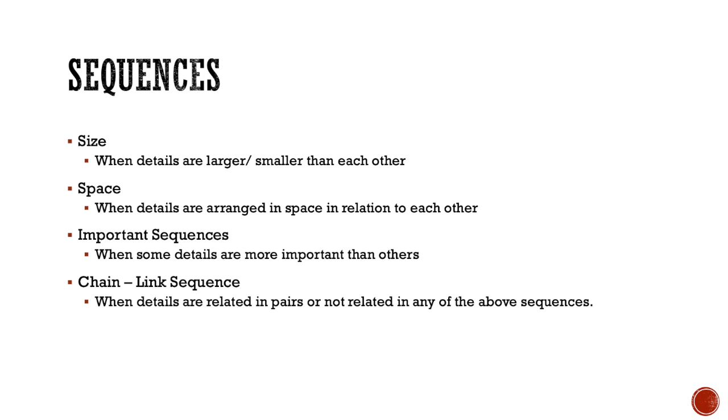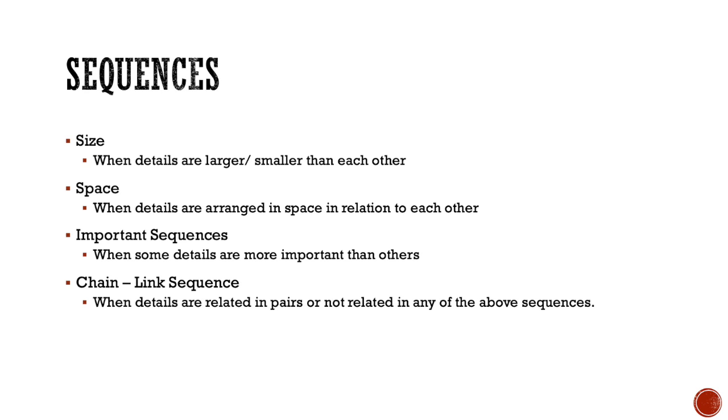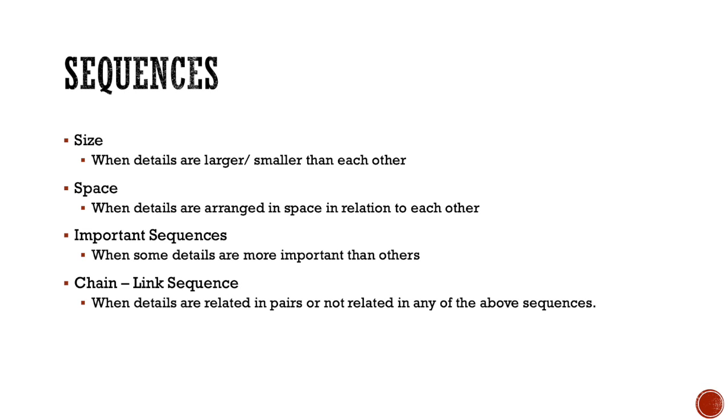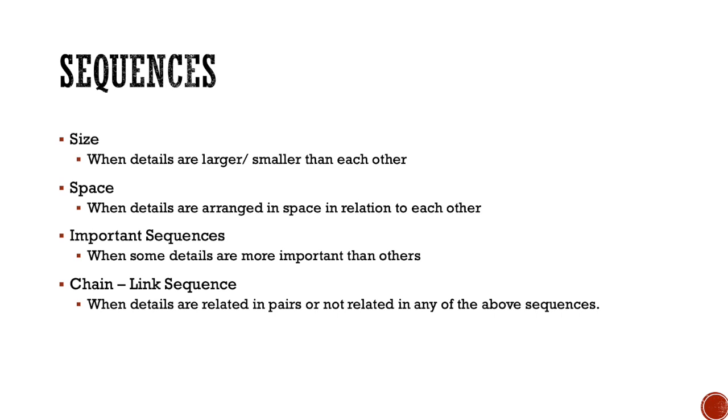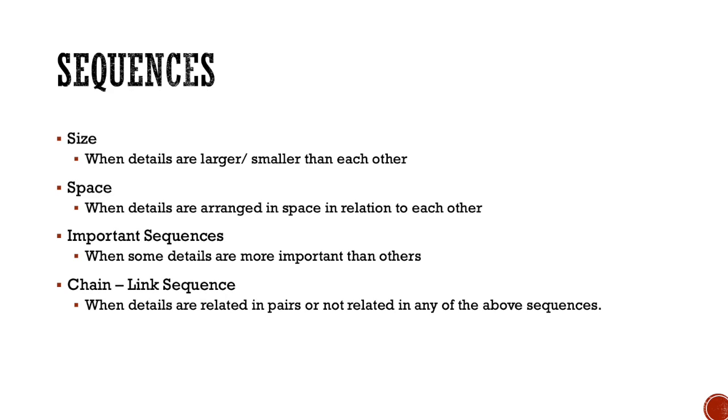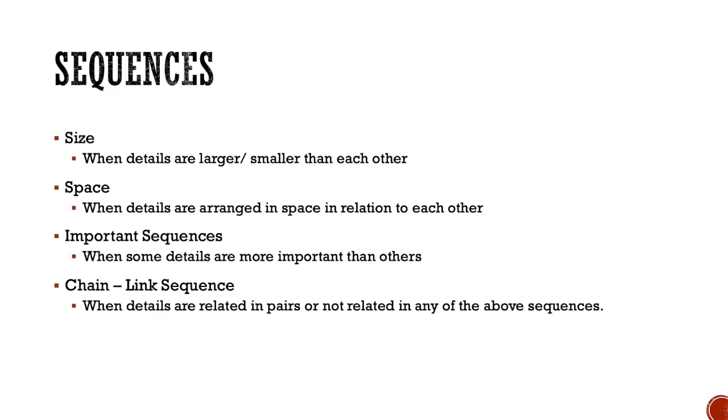Alright, now we're going to pick out a sequence. So we're going to pick them out of 4 different sequences possibly. One being size, where the detail is either larger or smaller than the others. And then there's space, when the details are arranged in space in relation to others. And then there's important sequences, when some details are just more important than others. And then there's the chain link, when details are related in pairs or not related to any of the other sequences talked about before.